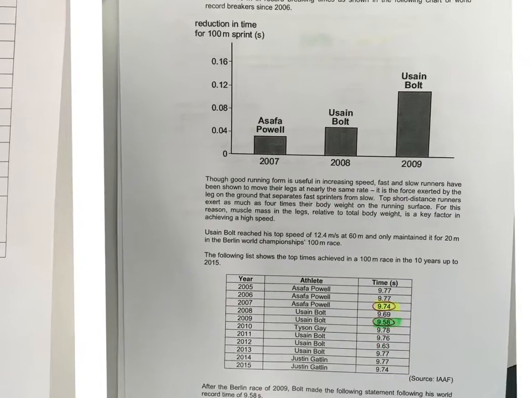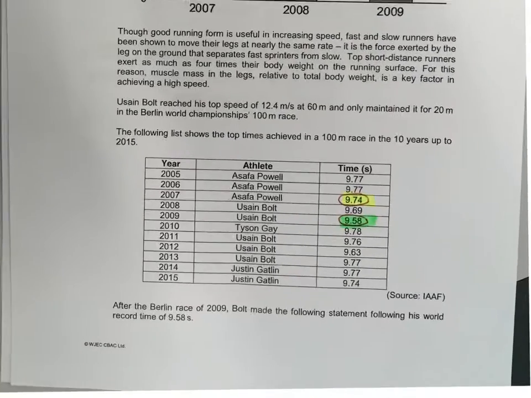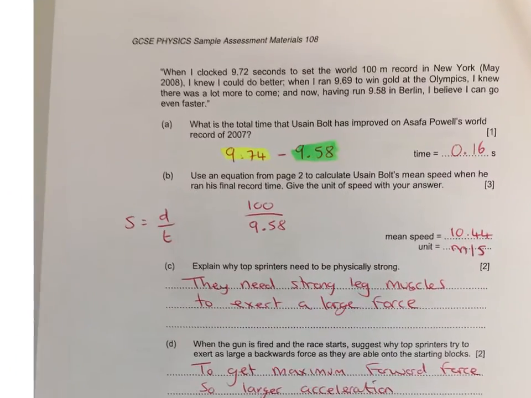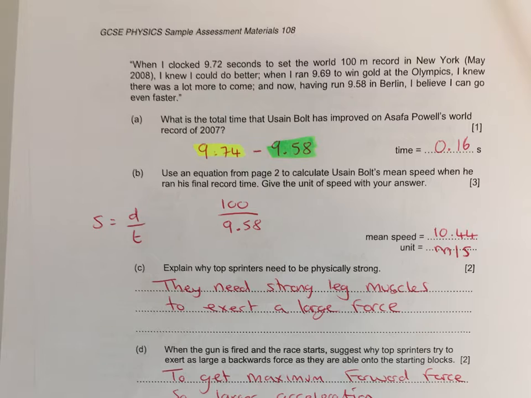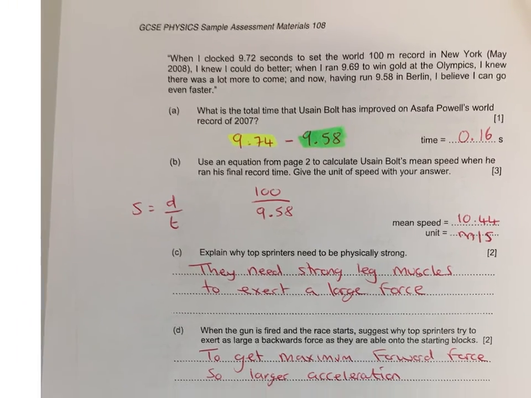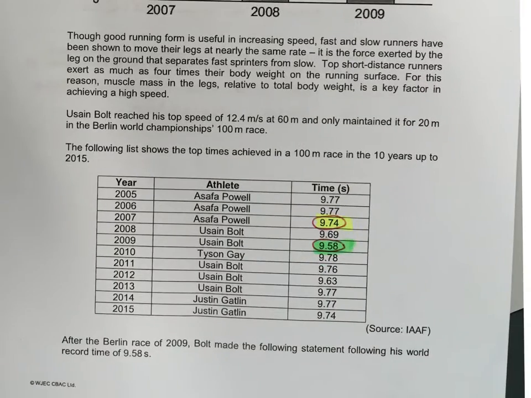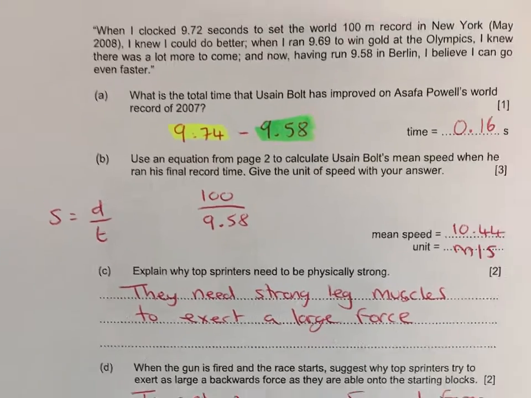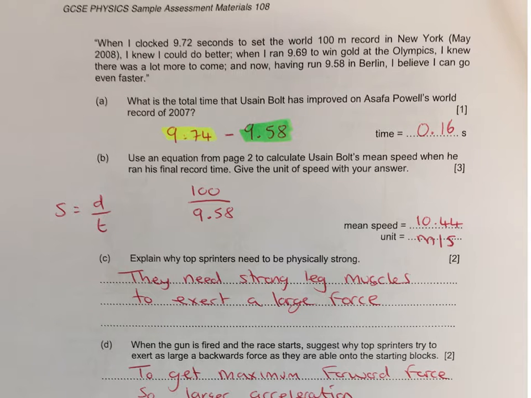A little bit of numeracy to start off with. A little bit of blurb. You've got some data in a table. The first question is, what is the total time that Usain Bolt improved on Powell's world record? So you can see where I've got it from. The table, the yellow and the green, and I've taken one from the other to give me 0.16 seconds.